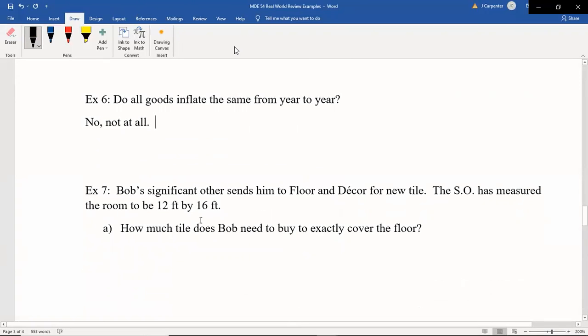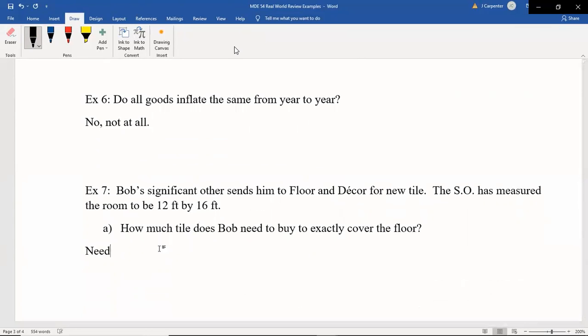All right. Bob's significant other sends him to Floor & Decor, specific store, for some new tile. Bathroom tile, floor tile for the kitchen, whatever. The SO, we're going to say significant other, has measured the room that the tile is being replaced in to be 12 feet by 16 feet. How much tile does Bob need to buy exactly to cover the floor?